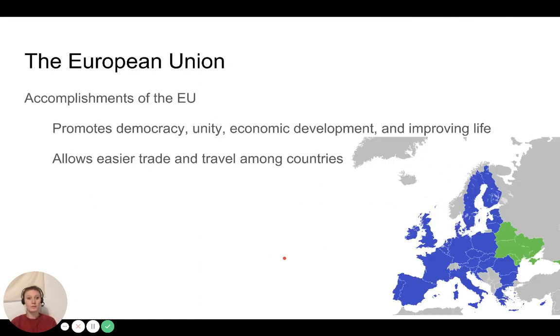The European Union has many accomplishments. What it does is promotes democracy, unity, economic development, and improving life. It allows for easier trade and travel among the countries involved.